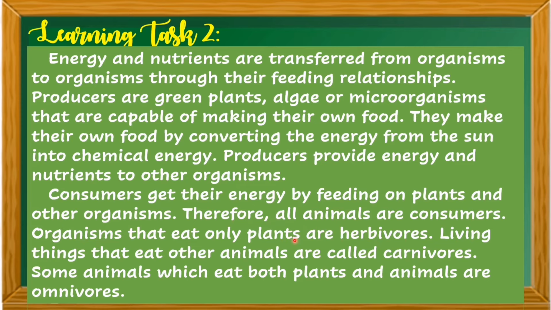Organisms that eat only plants are herbivores. Living things that eat other animals are called carnivores. Some animals which eat both plants and animals are omnivores.